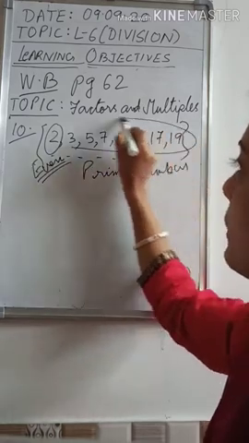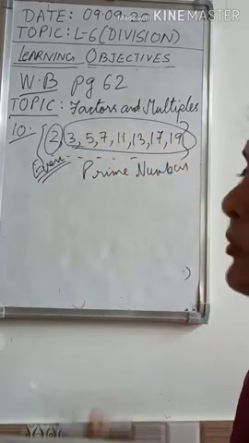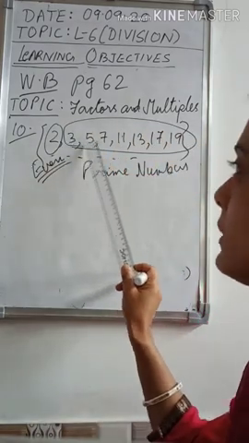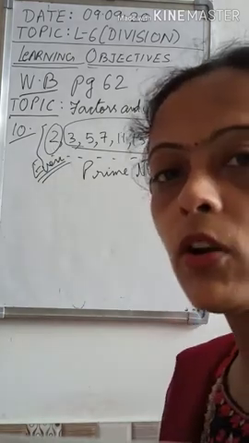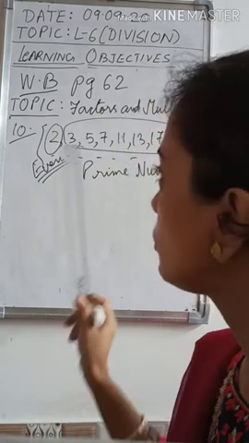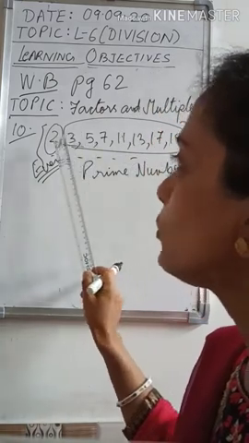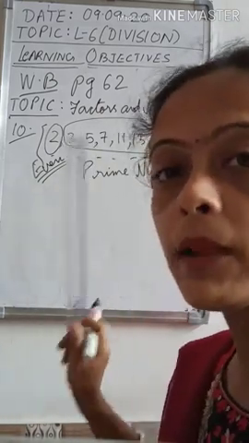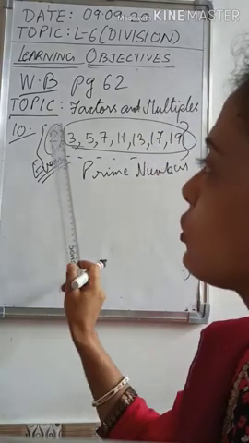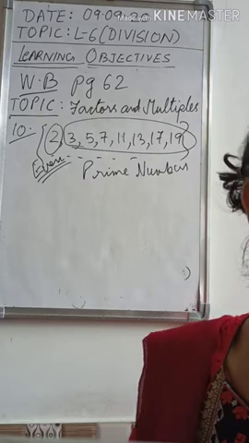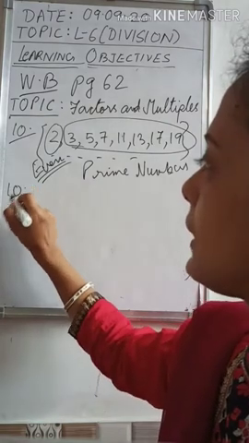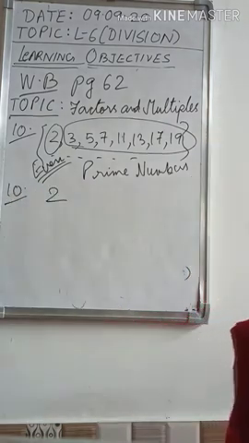The rest of the numbers are odd numbers. Can we make pairs of these? Can we divide these numbers by 2? No. All the remaining numbers are odd numbers. So 2 is the only even prime number and it is also the smallest prime number. So your answer of number 10 will be 2.